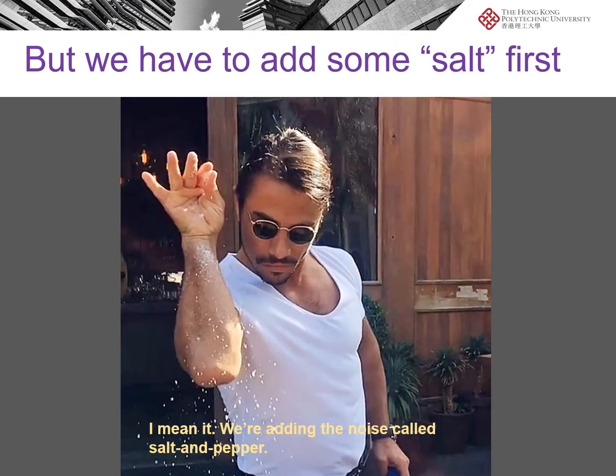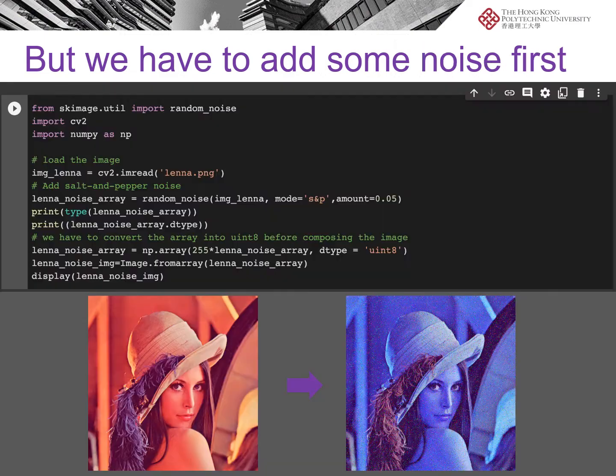However, to deal with noise, we have to add some noise. So we're adding some salt and pepper into the image. Here's the code. What we're doing is generating the noise. First, you can see the name here indicates salt and pepper noise. So we generate the noise, and then we add that noise to the image.